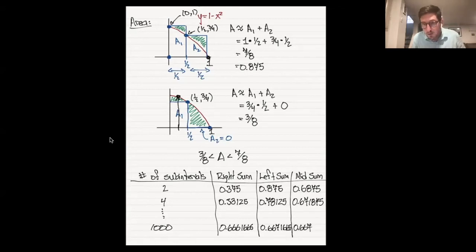0.666 again, 6675. Okay, so it's right in the middle, but that's pretty darn good, right? We can over and we can underestimate these things, and we can see this convergence, this tightening of the bounds here to get us a very, very close approximation.